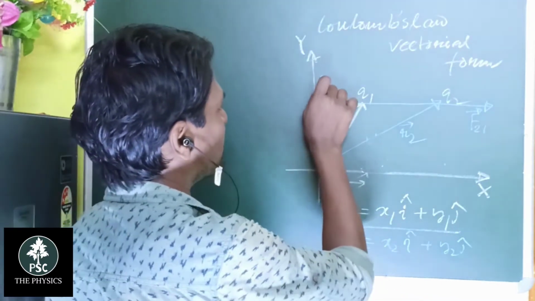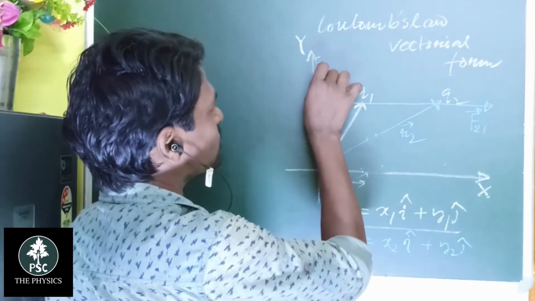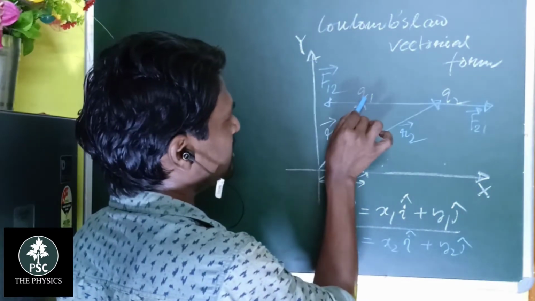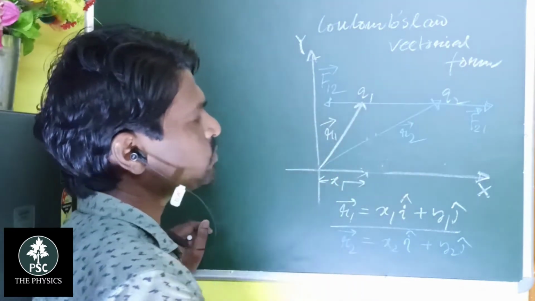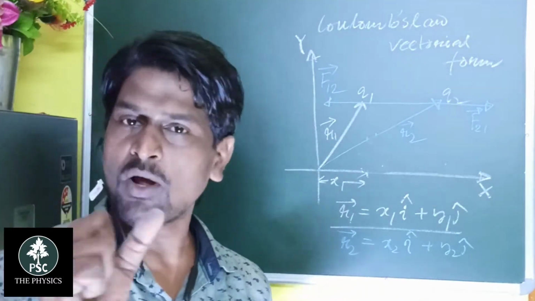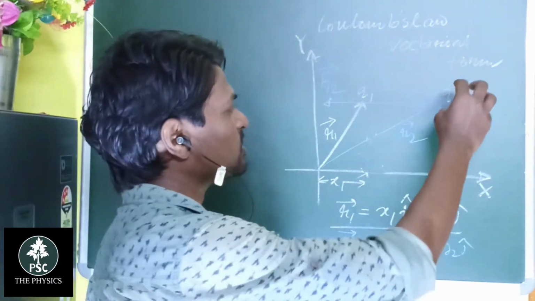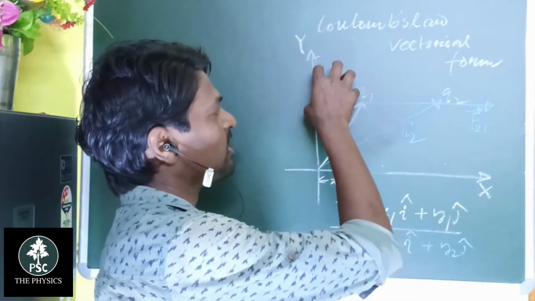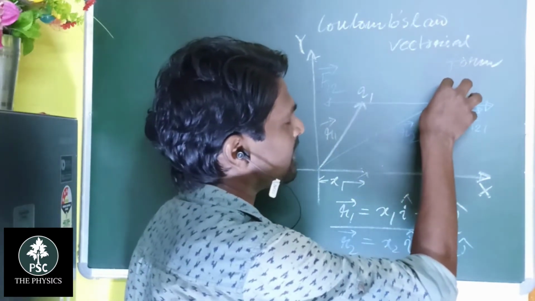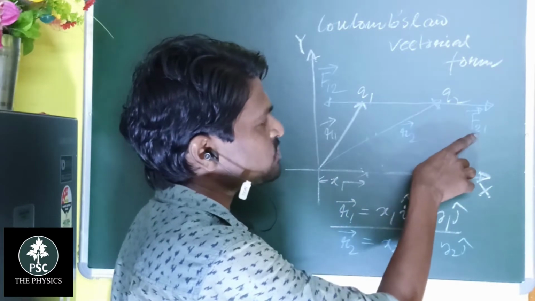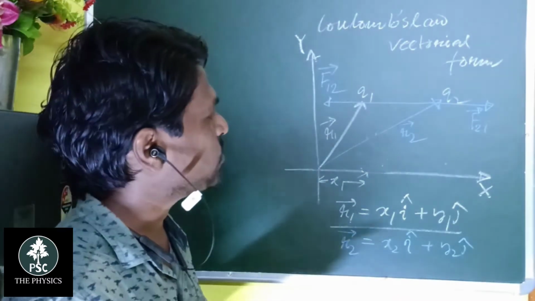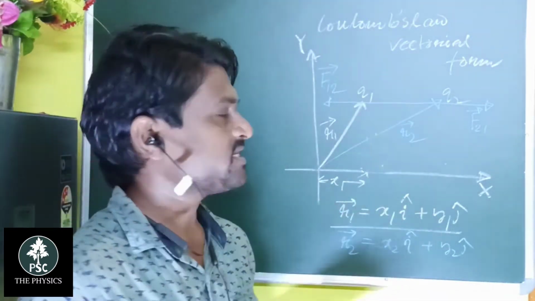Similarly, q1 experiences a force along this direction, and who gives this force? This is due to q2, so you can write F12. When it is written as F12, you have to think of the force given by q2 to q1, and when it is F21, the force is given by q1 and experienced by q2. So F12 and F21 are in opposite directions.